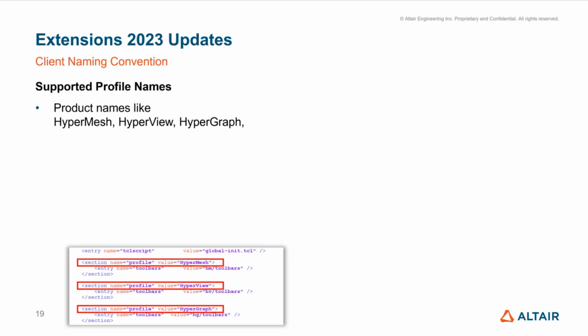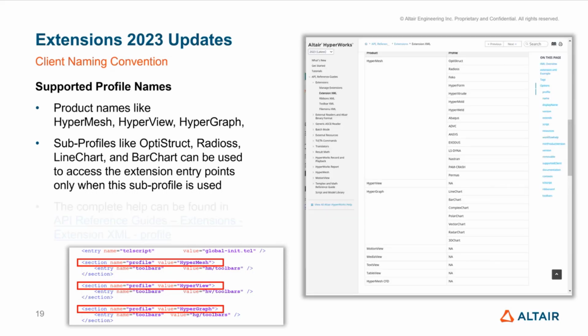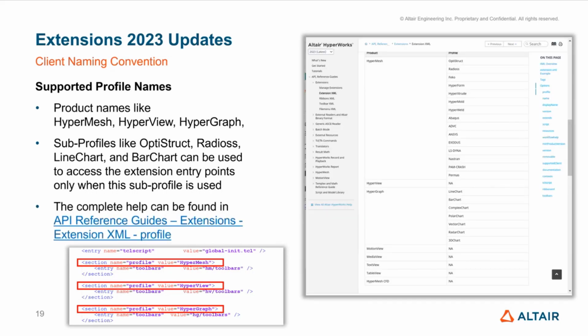With the 2023 updates, the supported profile names, product names like HyperMesh, HyperView, HyperGraph, are supported. They can be used in the profile section of the core extension XML. Sub-profiles can also be used, like OptiStruct, Radioss, line chart, and bar charts. If you use these, then your entry access points will only be displayed when this sub-profile is active. The complete help for this can be found in the reference guide under extensions, extension XML, in the profile section.